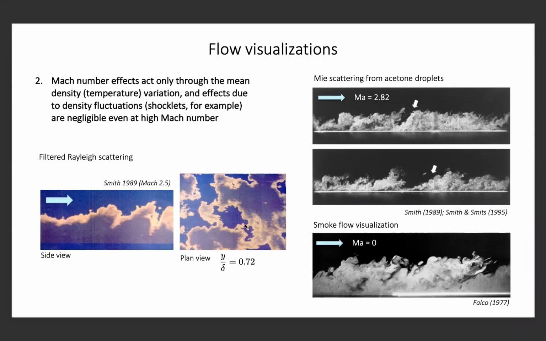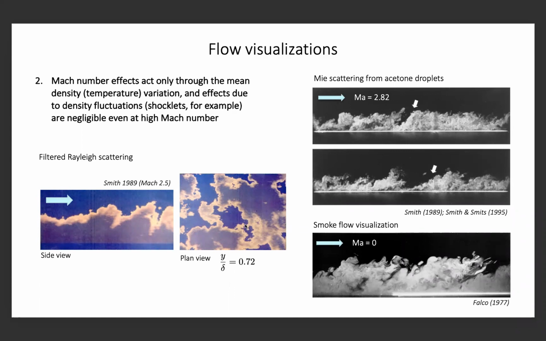And to illustrate this superficially, here I show some visualizations. On the top right, we see Mie scattering from acetone droplets that have been introduced well upstream in the boundary layer. This is a Mach 2.8 flow. You can also see the smoke flow visualization by Bob Falco at a Mach number of 0. And you can see the same features in those two flows. If I didn't tell you what the Mach number was, it would be hard to know the difference. You can tell it's a different Reynolds number because there are more scale variations in the supersonic flow, compared to the one in the subsonic flow. There's more fine-grained structure in the supersonic flow.